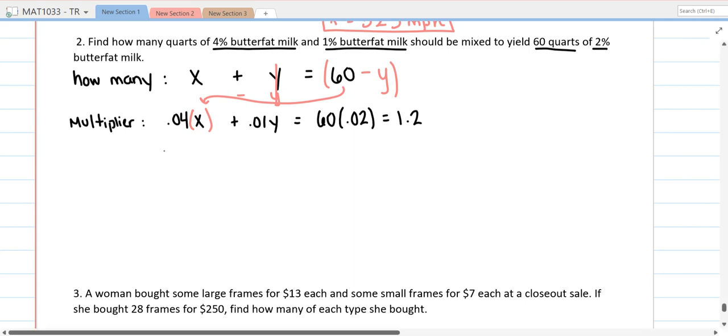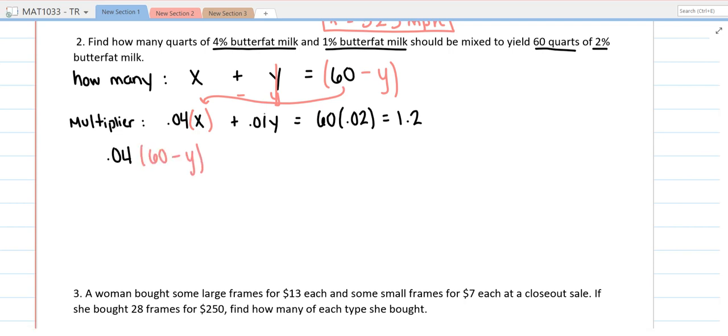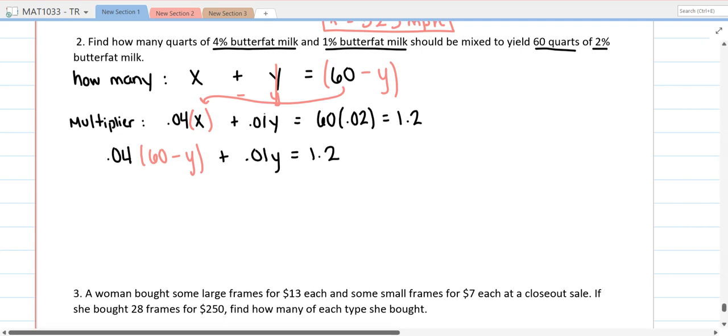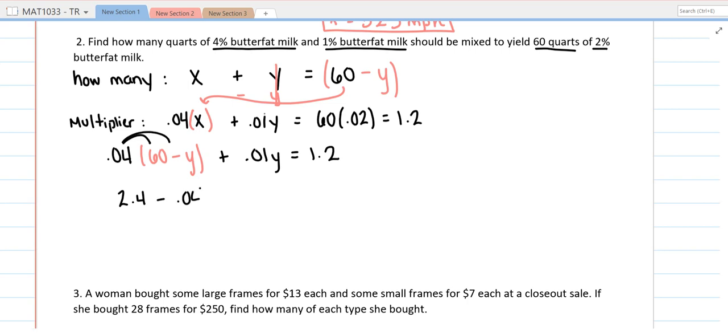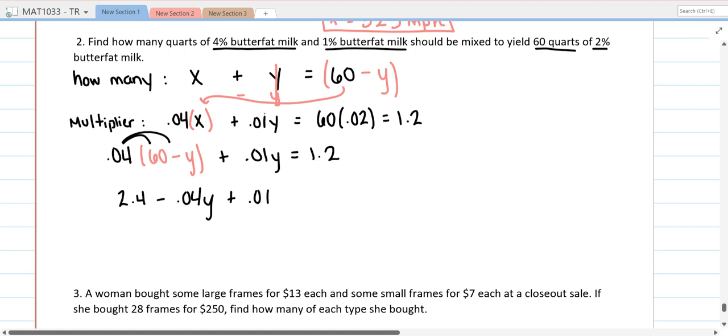Okay, so we get the equation 0.04 times (60 minus Y) plus 0.01 Y equals 1.2. And then we go through and solve this. So 0.04 times 60 is going to give us 2.4. 0.04 times negative Y will give us negative 0.04 Y plus 0.01 Y equals 1.2.